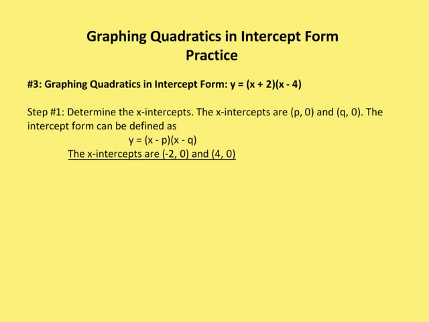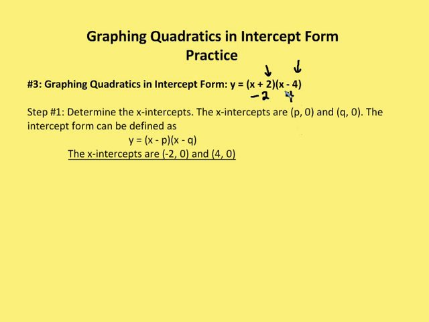So the first thing we want to do is take what they give us and start from there. So step one is to determine the x-intercepts. The x-intercepts are (p, 0) and (q, 0). If we take a look at the form y is equal to x minus p times x minus q, we can figure out simply that the x-intercepts are going to be (-2, 0) and (4, 0). So again, we're changing the sign, similar to how we did with the h value in the vertex form. Now you have to be careful.